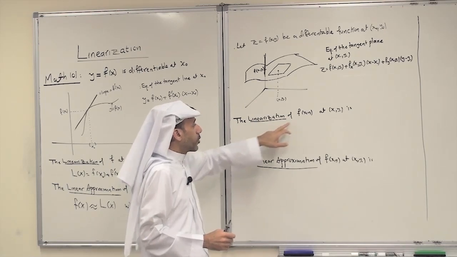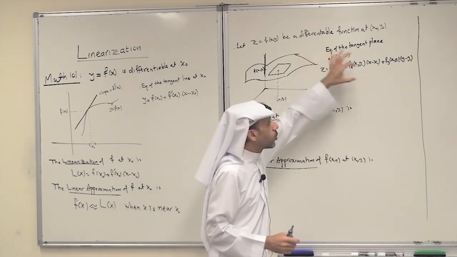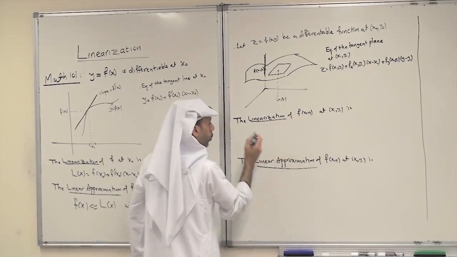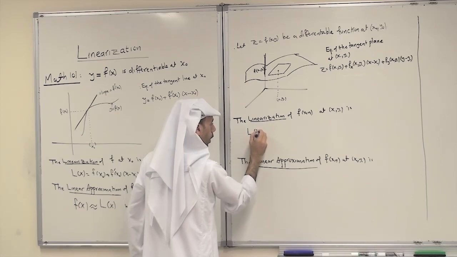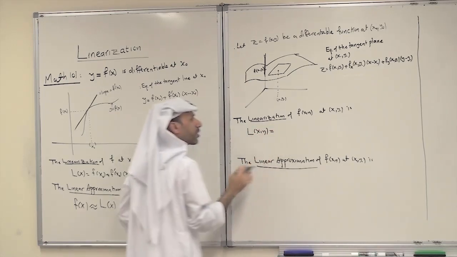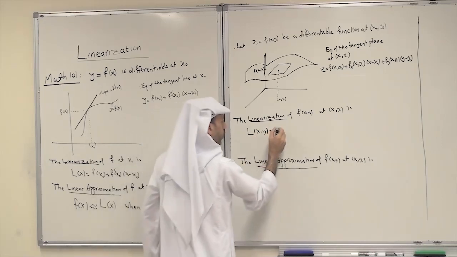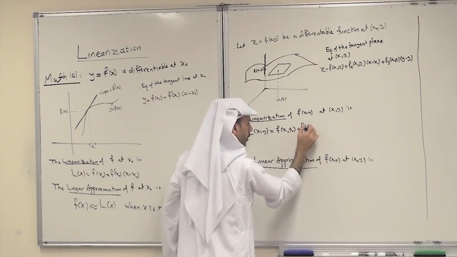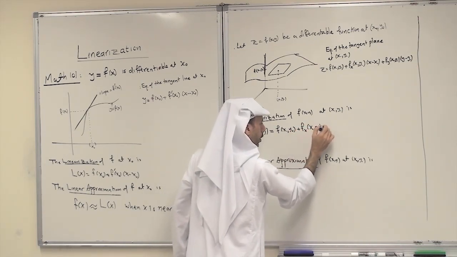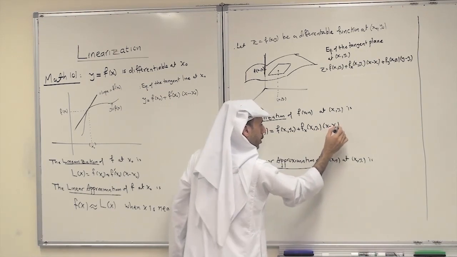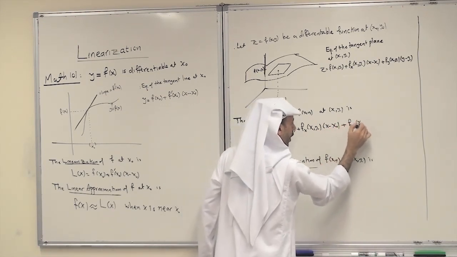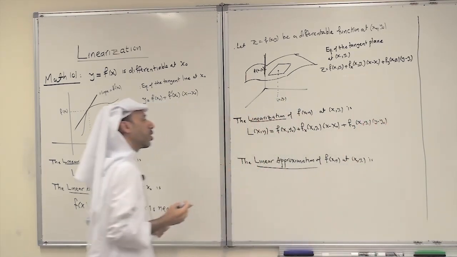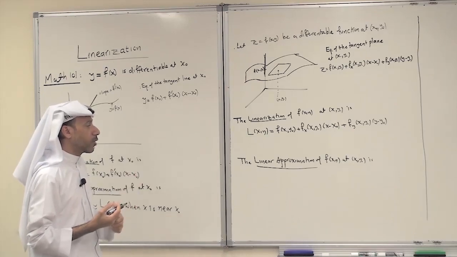Now we define the linearization of f at x0, y0 to be just the equation of the tangent plane. The notation is L of x, y, and it is f of x0, y0 plus f sub x at x0, y0 times x minus x0 plus f sub y at x0, y0 times y minus y0. So this is the definition of the linearization for a function of two variables.